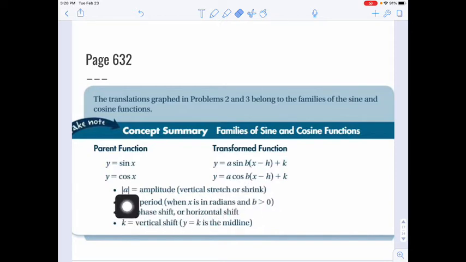The absolute value of a is the amplitude or vertical stretch or shrink. 2 pi divided by b is the period when x is in radians and b is greater than 0. h is the phase shift or horizontal shift, k is the vertical shift, and we get y equals k as the midline.